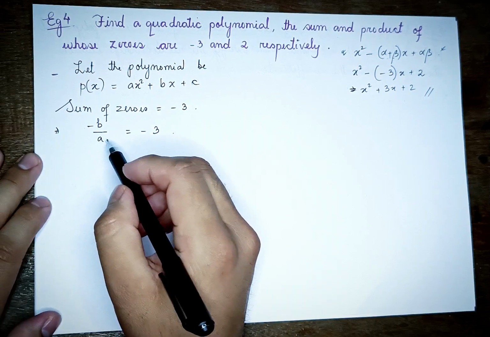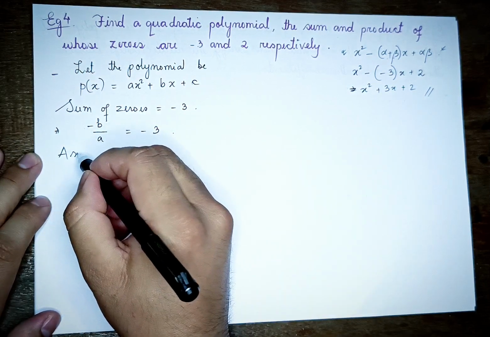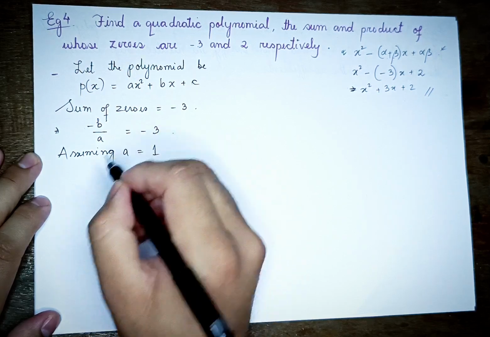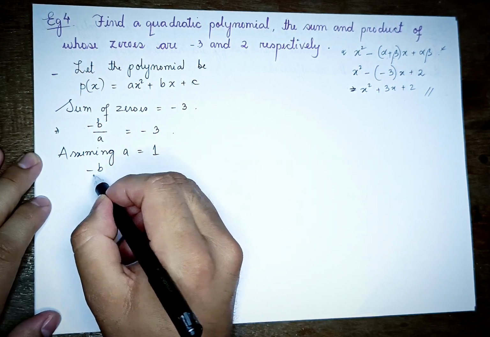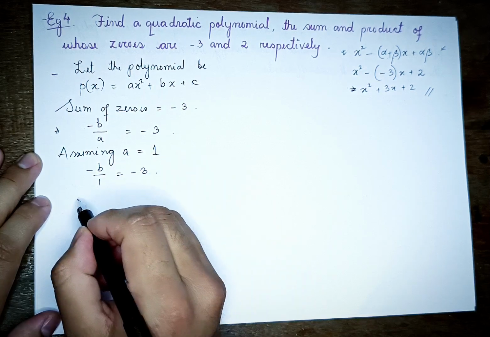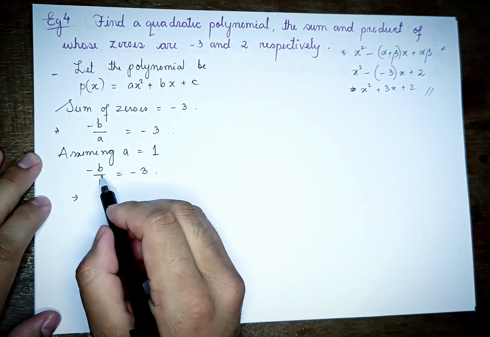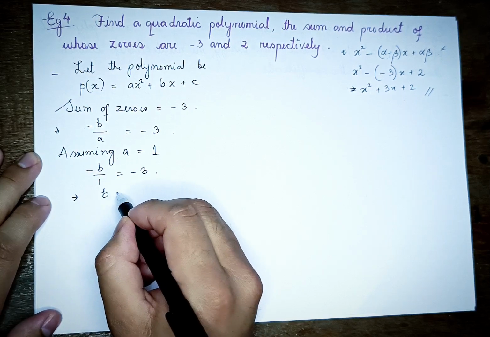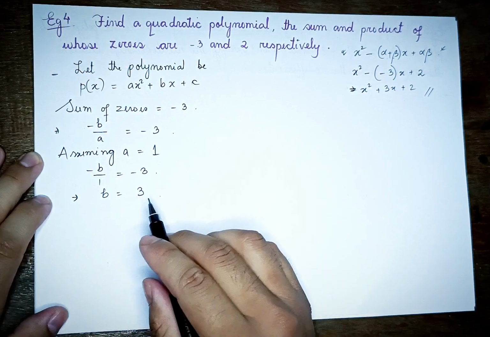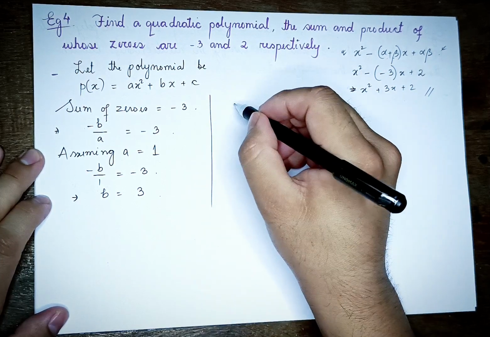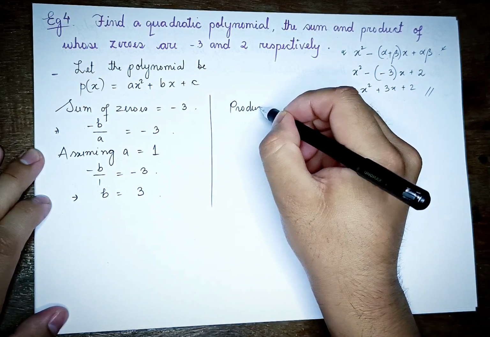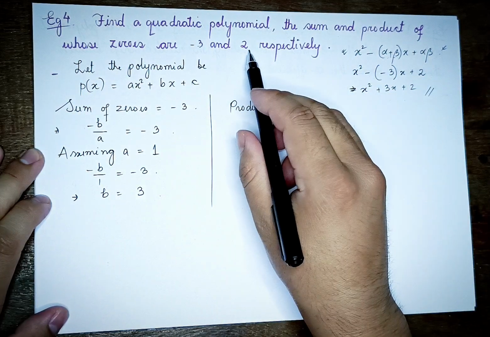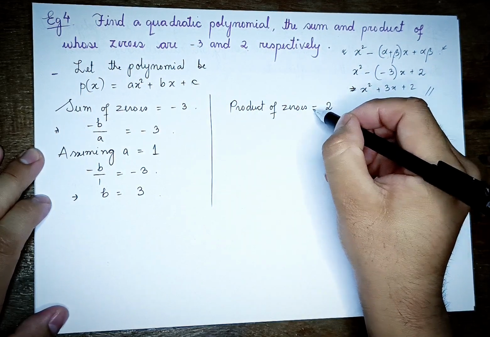Let's first assume this a as 1. Assuming a is equal to 1, we get minus b by 1 is equal to -3. Minus b by 1 gives minus b. Cancelling minus on both sides, we get b is equal to 3. So we get the value of b as 3, and for the product of zeros, it is equal to 2, so we write 2 here.